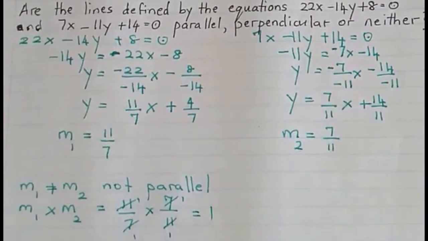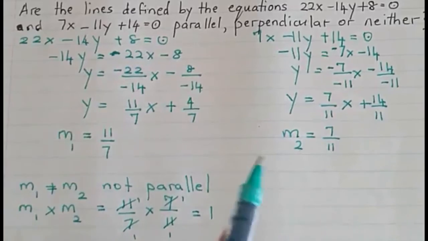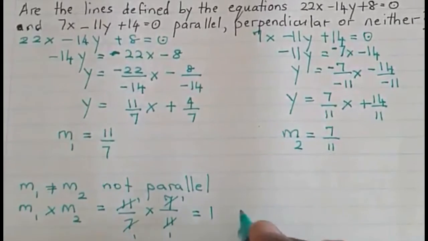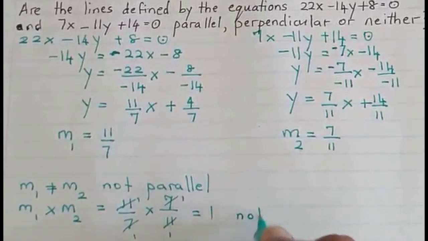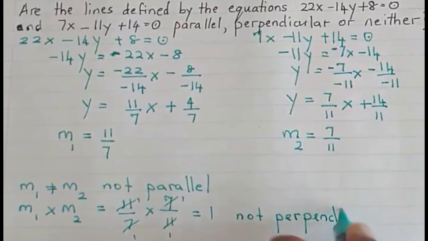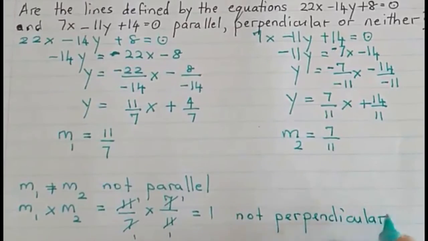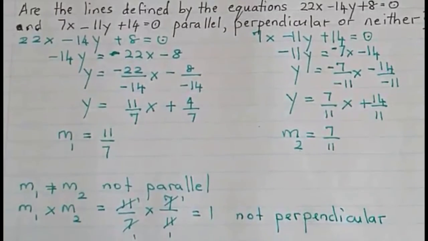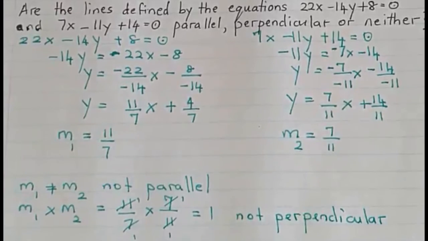But for the perpendicular condition to be satisfied, we need m1 times m2 to be negative 1. So not perpendicular either. So they're not parallel or perpendicular. So the answer would be neither.